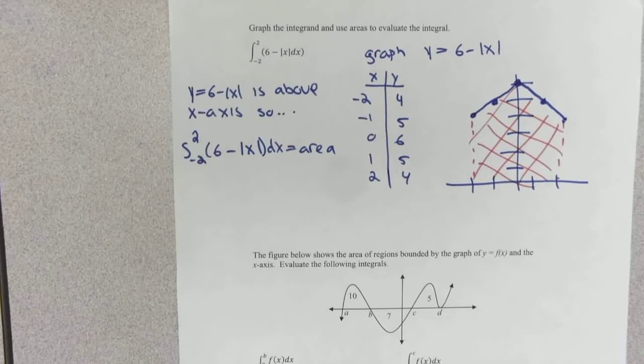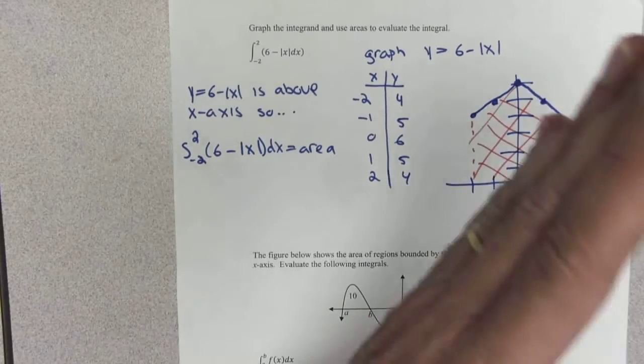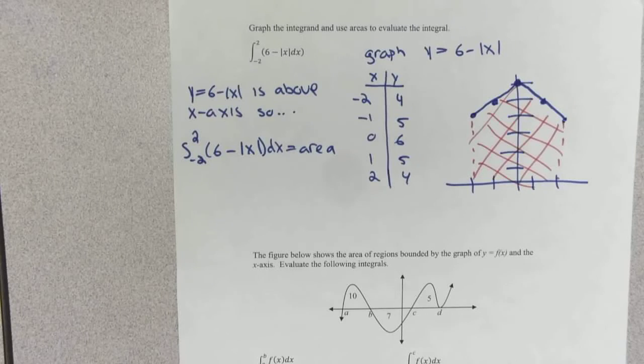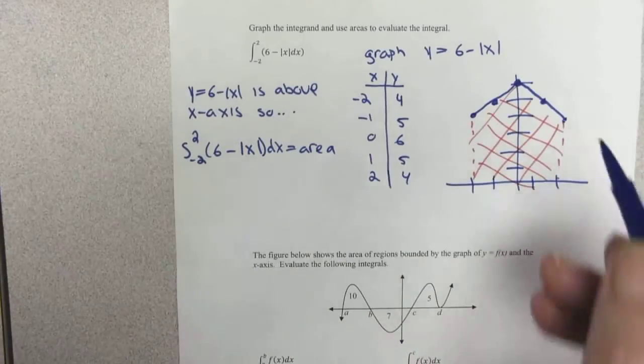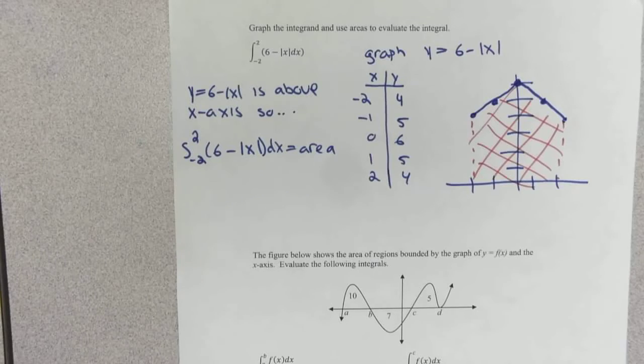Okay, finishing this problem up. So graph the integrand. We did that old-fashioned way. I don't care how you graph it, just get the graph. And then it said use areas to evaluate the integral. So we looked at that, and the graph, which is in blue, it's above the x-axis, so that's going to be the area. Now you got a couple choices here.